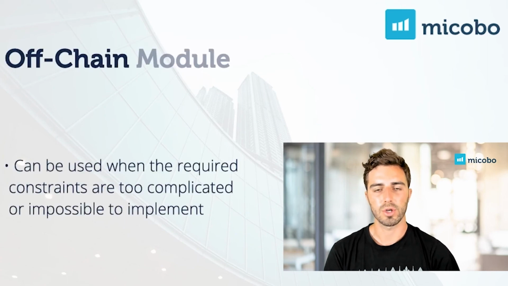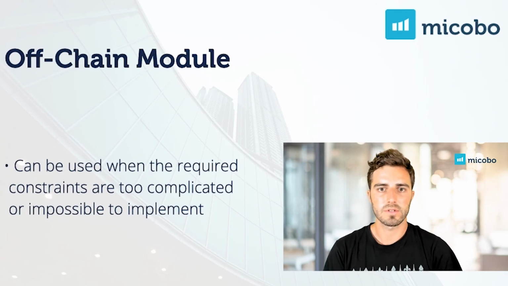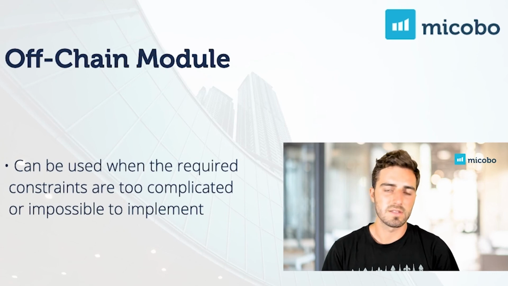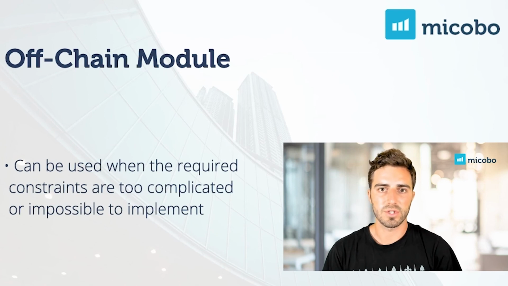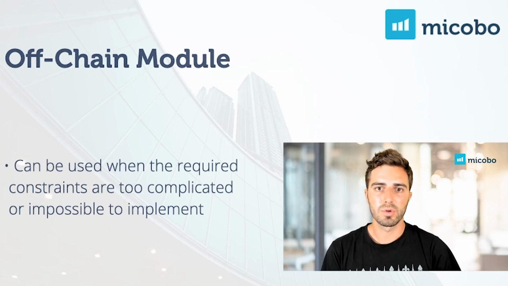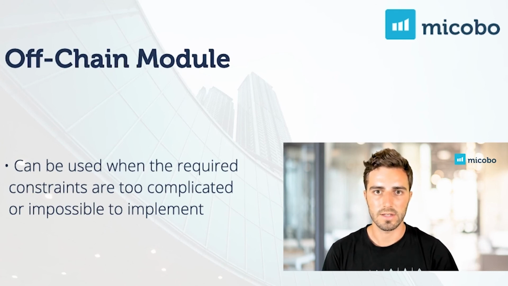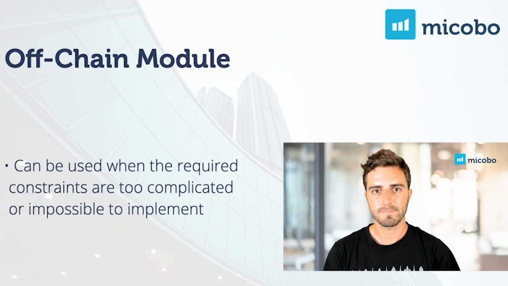The off-chain module can be used when the required constraints are either too complicated or simply impossible to implement in a smart contract. One whitelist is easy to maintain and only takes about one line of code to check. But what if I need to check multiple whitelists simultaneously, or spending limits based on, for example, users' nationality need to be enforced? Data that is not necessarily on the blockchain, but maybe in a database somewhere. It might become too costly to do these checks directly in a smart contract on the blockchain.